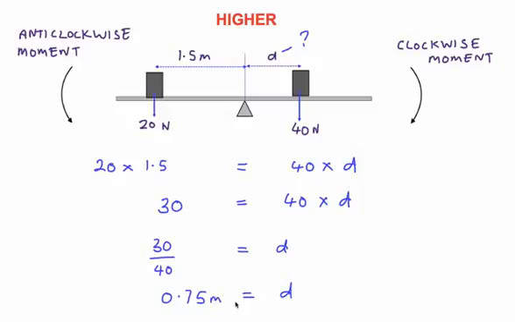So we can check this by plugging it back into our example over here. If that's 0.75, we need to make sure that the clockwise moment is the same as the anti-clockwise. We know the anti-clockwise moment is 30 Newton meters, and so if we look at this, 40 times 0.75 is actually 30 Newton meters. So this is correct because this thing now balances.